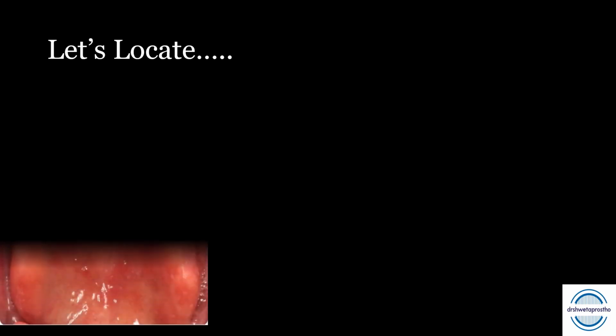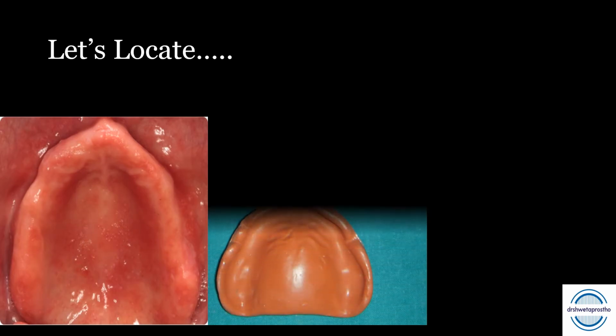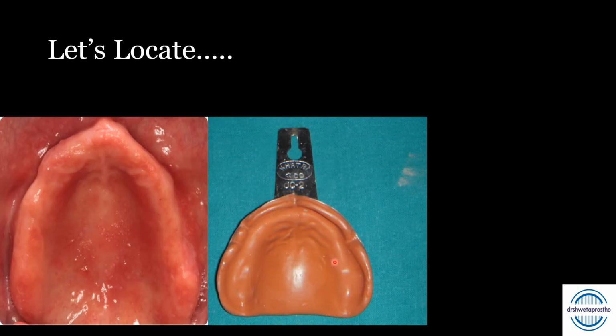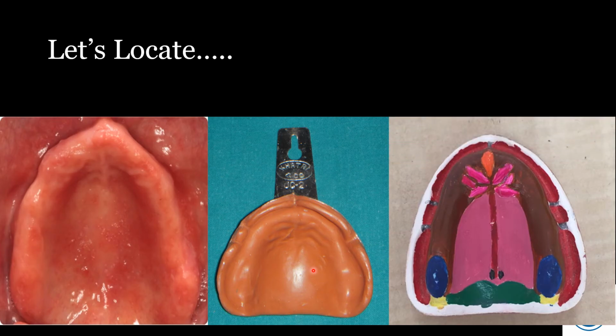Now let us locate them first. Now this is the oral cavity, the intraoral maxillary arch. We make the impression, we get the negative replica, that is the impression. Then we pour it with some gypsum product. We get a positive replica, that is the model or the cast. We paint them in our preclinical exercise to understand the landmarks. So I have a painted one here.